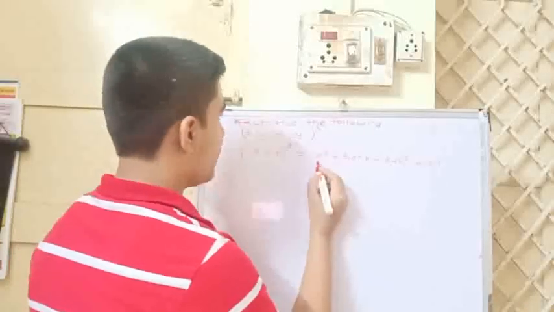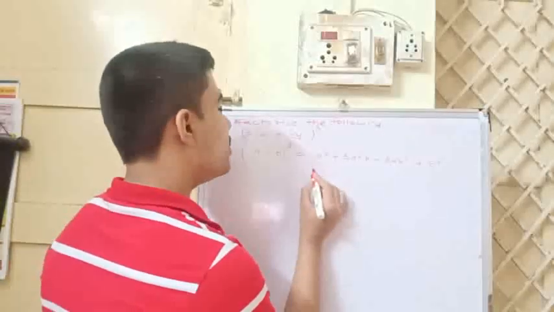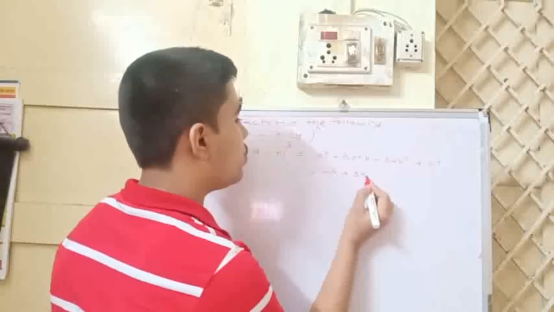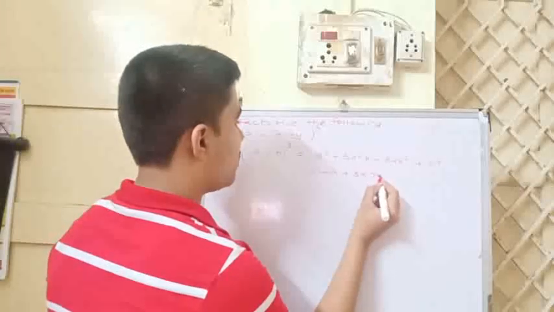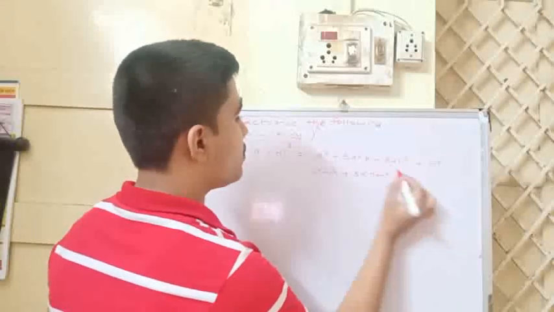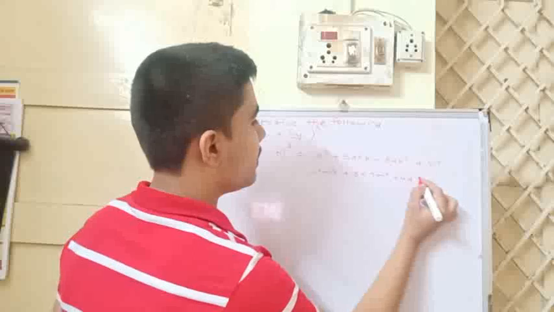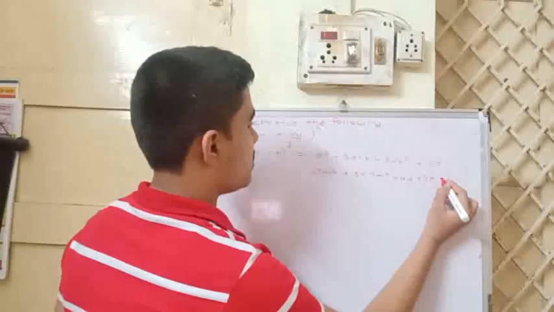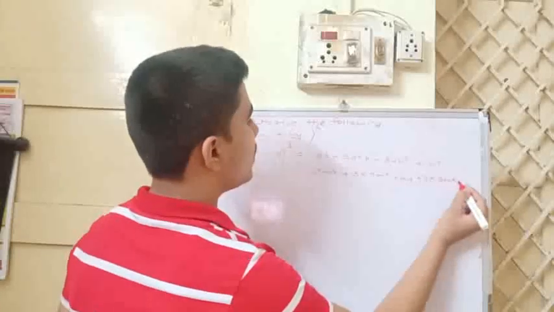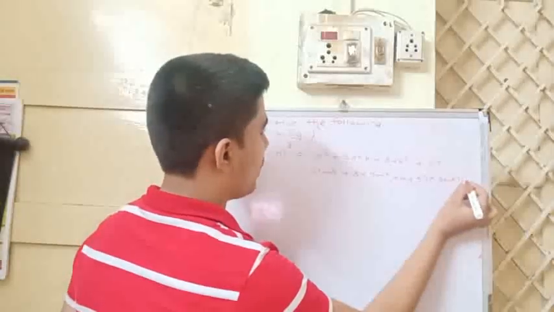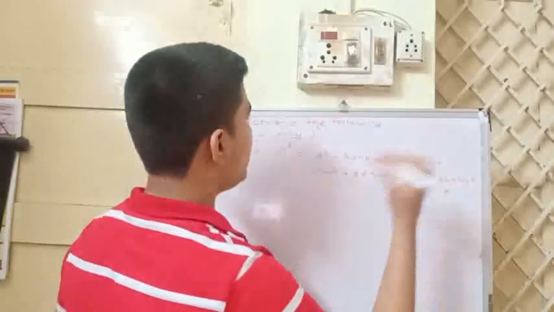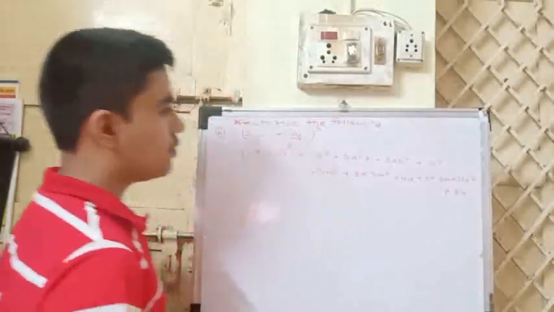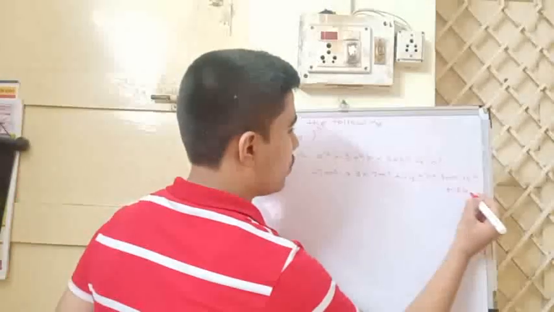So a cube means 3m cube, it will be 27m cube, plus 3 into a square, it will be 9m square, into b, that means 4y, plus 3 into a, so it will be 3m, into b square, meaning 16y square. Now plus b cube, 4's cube is 64 and y cube is y cube.